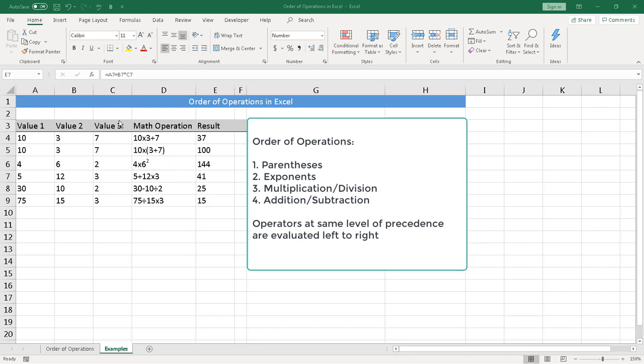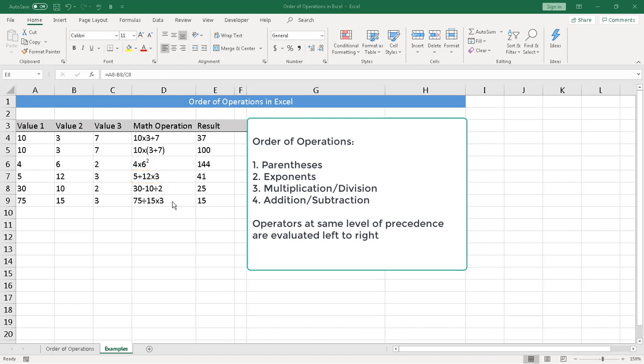The fourth math operation, 5 plus 12 times 3, has addition and multiplication operators. The order of operations states that multiplication has a higher order of precedence than addition. Thus 12 times 3 is calculated first to get 36, then added to 5, which equals 41.